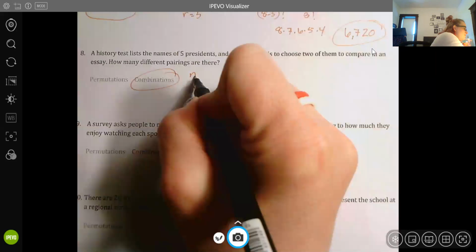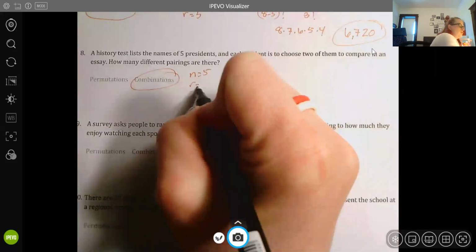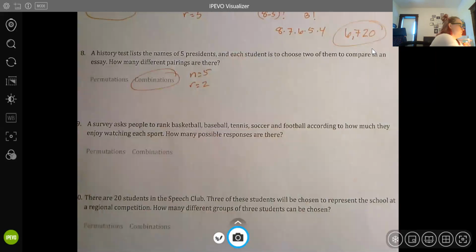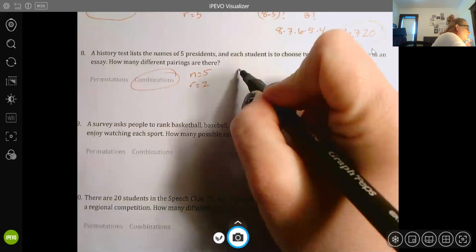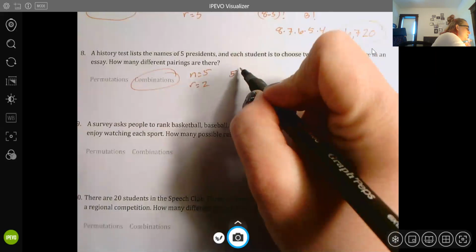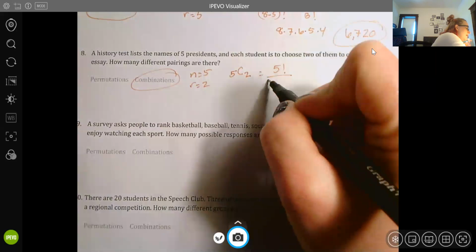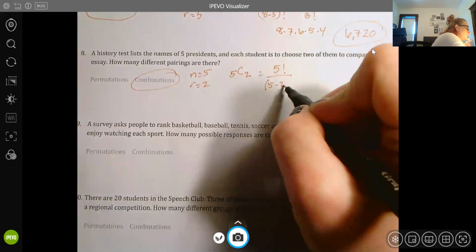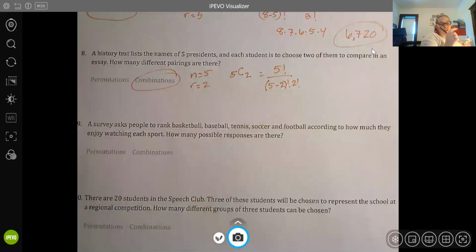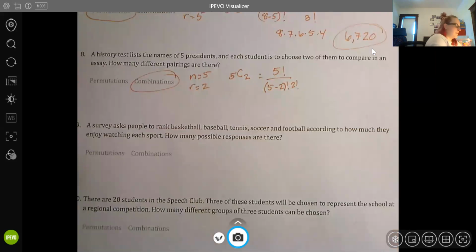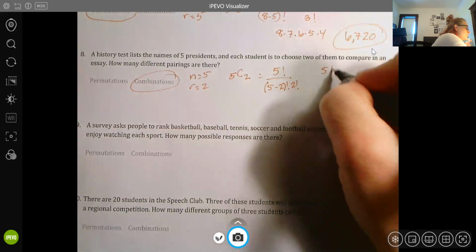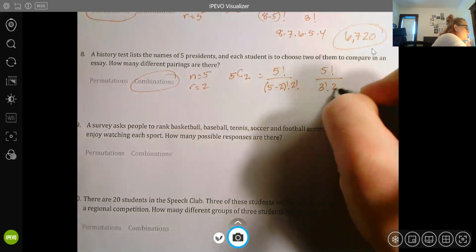So my N is 5 and my R is 2. I have 5 people and I'm picking 2. All right. So 5C2: 5 factorial, and then 5 minus 2 factorial, and then another 2 factorial. Don't forget, you have to add that extra one in there. So we get 5 factorial over 3 factorial, 2 factorial.